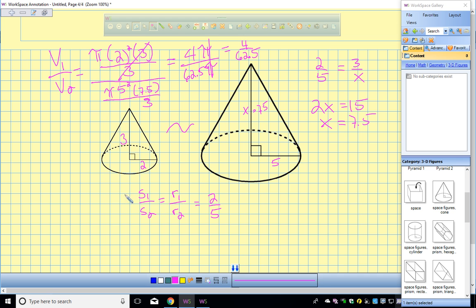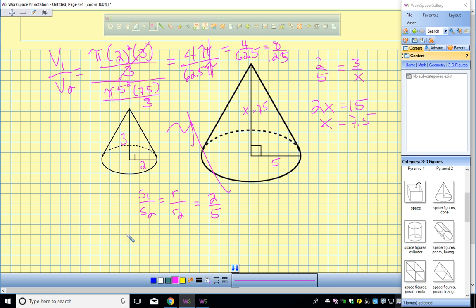Yes? Another way to write that is, how can I write that as a whole number? Double it. What's 4 doubled? 8. What's 62.5 doubled? 125. You guys with me there? The moment before it just froze. Oh, there, it unfroze. Okay? 8 to 125. Does anyone see another way I could have found that volume ratio?